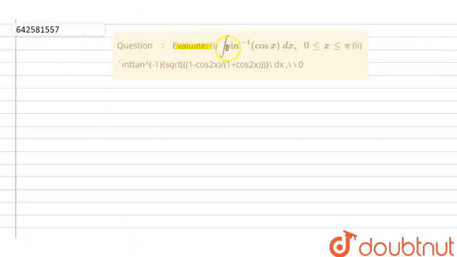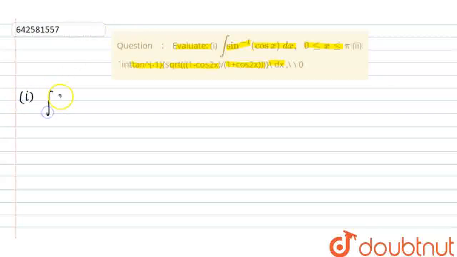Question is evaluate. First part, integrate sin inverse cos x dx where the limit of x lies between 0 to pi. Second part is tan inverse under root (1 minus cos 2x) upon (1 plus cos 2x) dx. So we will solve the questions, starting from the first part.